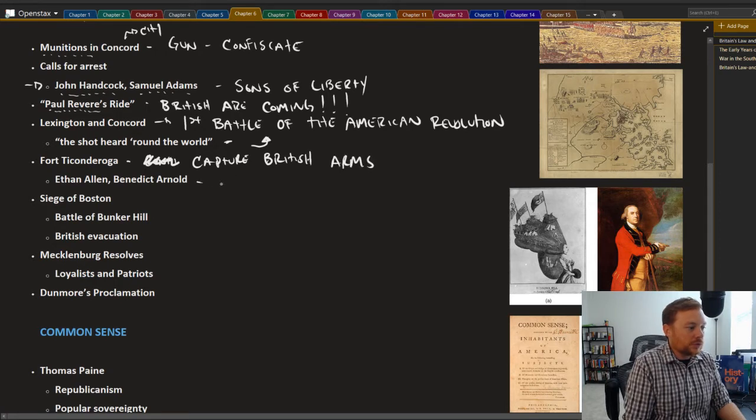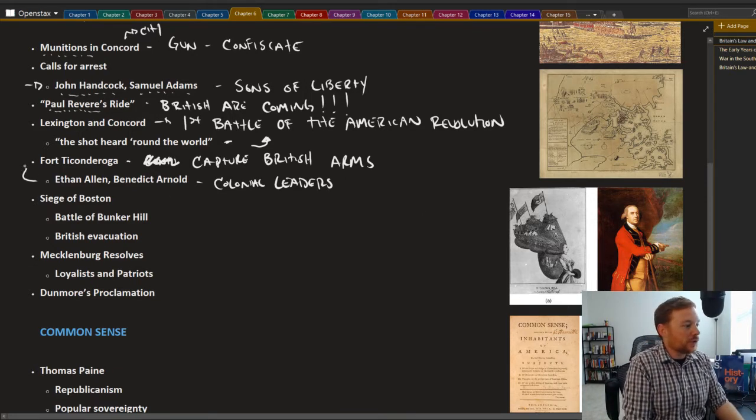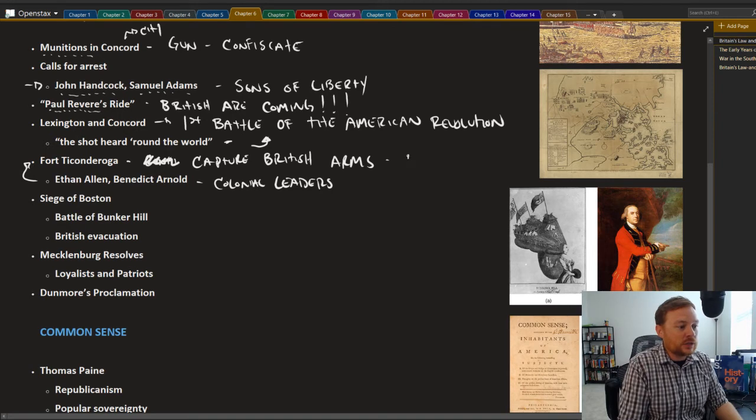And so colonial leaders, Ethan Allen and Benedict Arnold, lead a group of colonists to the British fort of Fort Ticonderoga, and in fact do capture and successfully take that over. So that is what we might call a colonial victory.